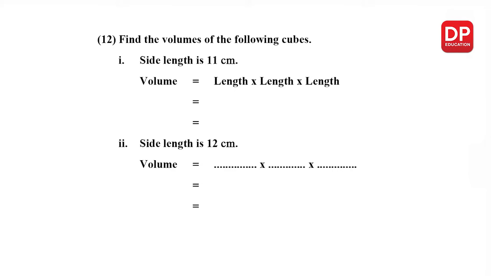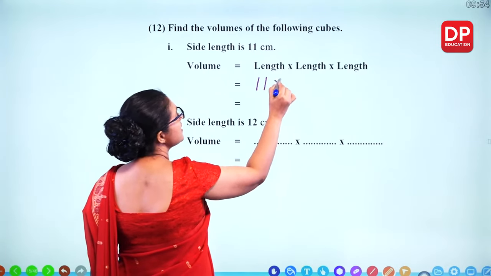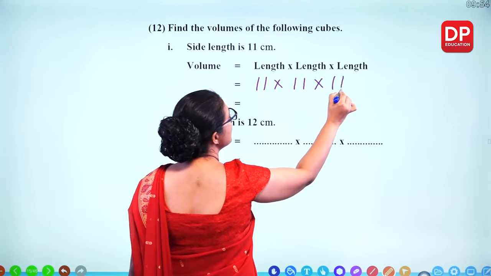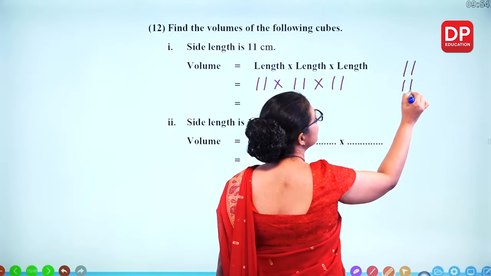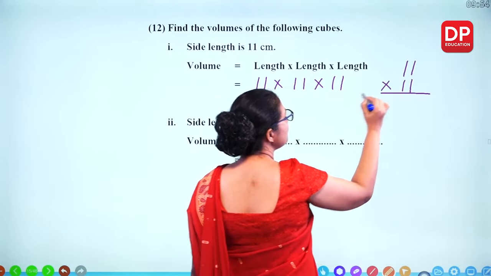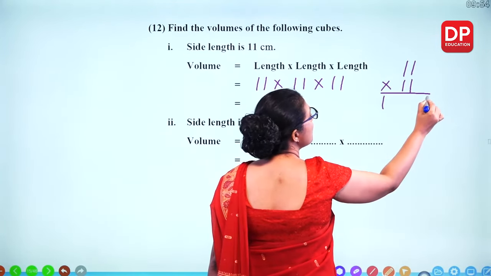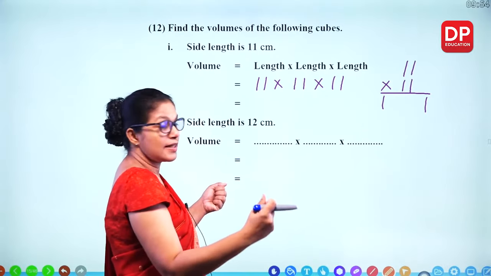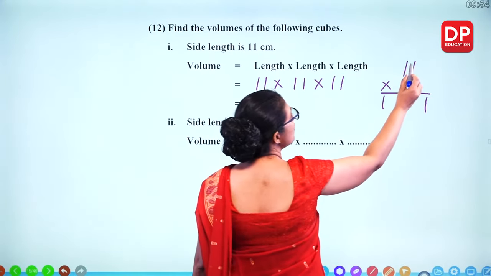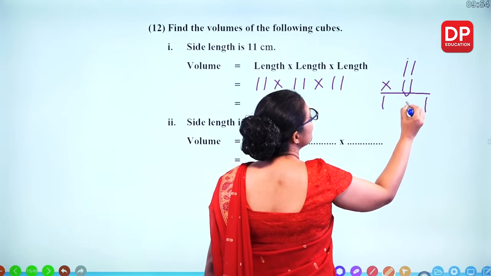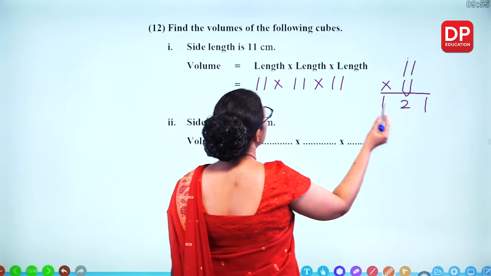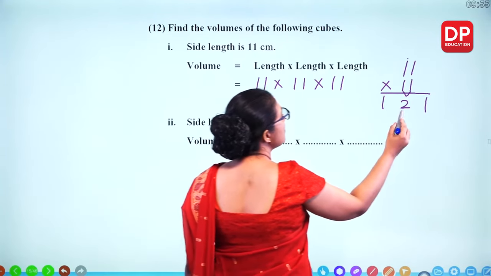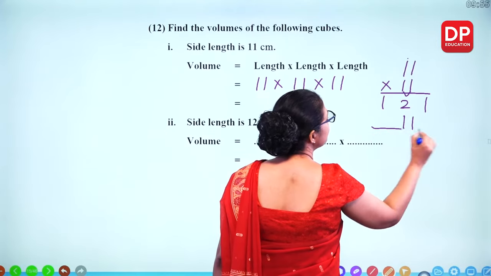Find the volumes of the following cubes. Side length 11. 11 times 11 times 11. How do you multiply by 11? Do you know the trick? You take 1 and 1 to a side. In the middle, you add these two. 1 and 1 becomes 2. 121. So 121 multiplied by 11 again.